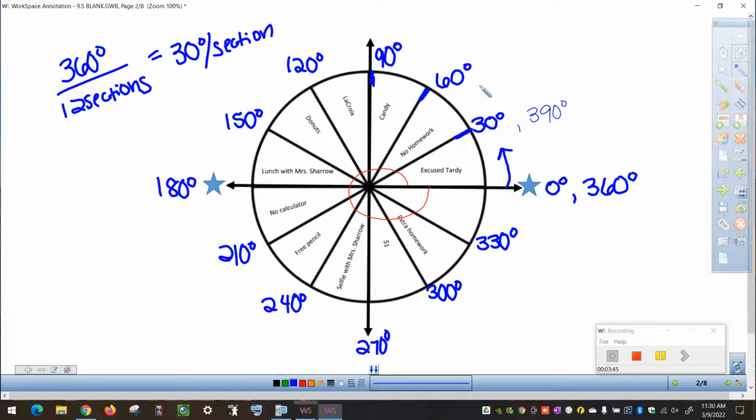If we continue adding 30, we're going to get some new labels here for the same position. And it turns out that 510 is going to land us at exactly the same spot as the 150 mark is. That angle just went around one full time, and then it traveled the distance that it needed to go to get back to that exact same position.